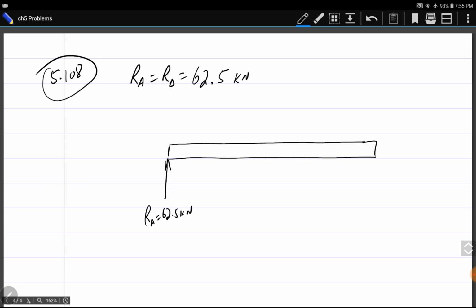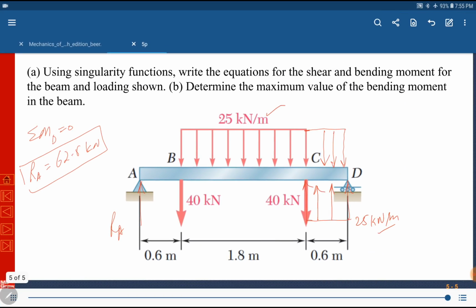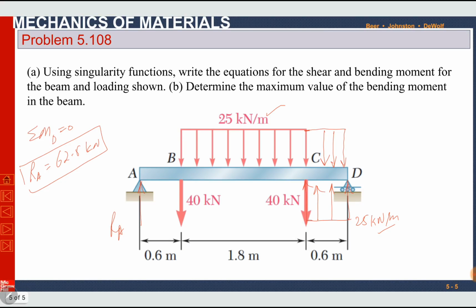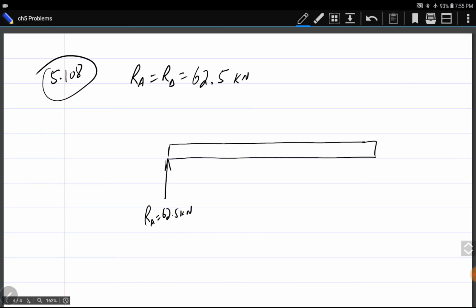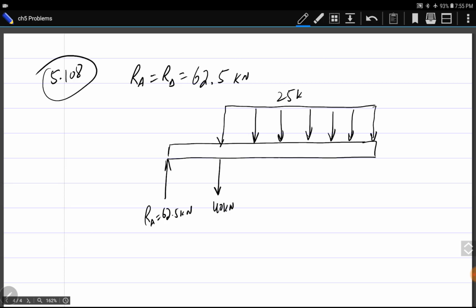Then at point B we have a 40 kilonewton force downward. At point C we have a 40 kilonewton force downward. There's a downward distributed load and an upward distributed load. Now we have completed this load till the right end. So I will write a complete load here, 25 kilonewton per meter.